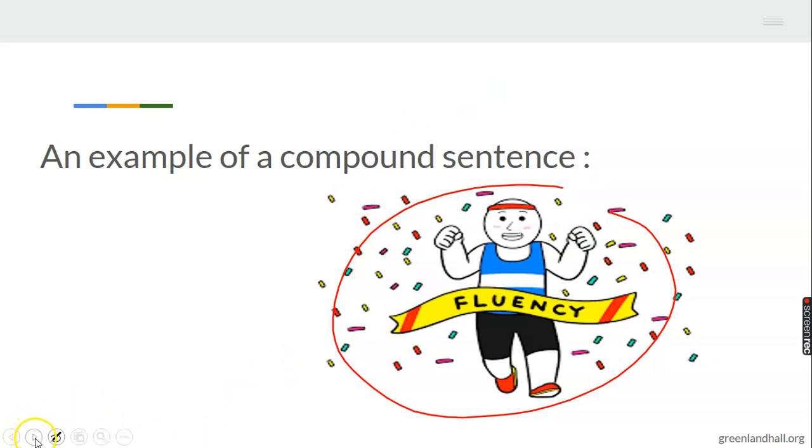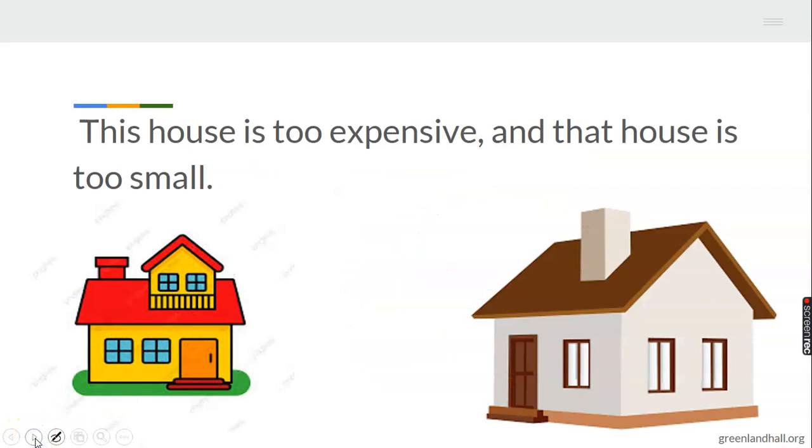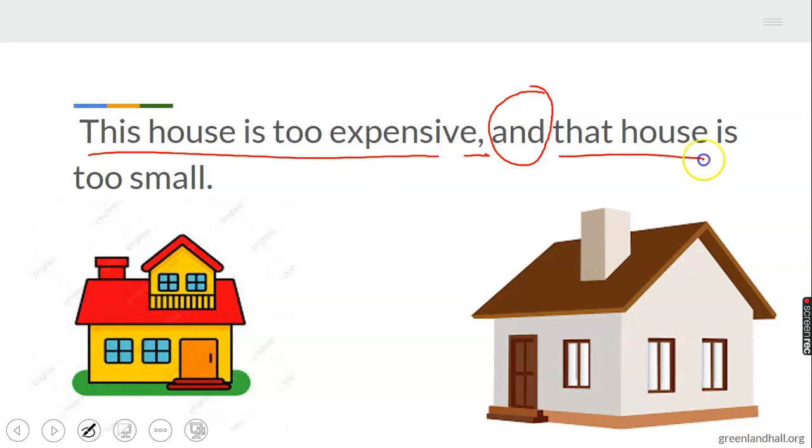All right, so we move to compound now. This house is too expensive. Now, can you see a comma here? Beautiful. Now, remember the first sentence we looked at. Was there a comma? No. Was there a conjunction? No. Now, we have a comma here. Who can spell out the conjunction for me? Yeah, there's a conjunction, and it is joining these two sentences. There's one here. There's another one.